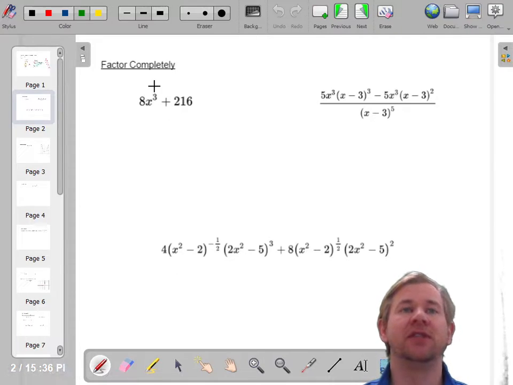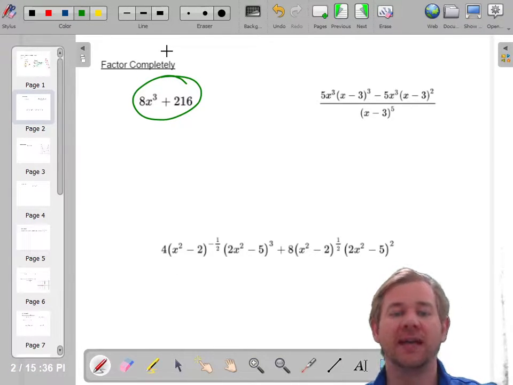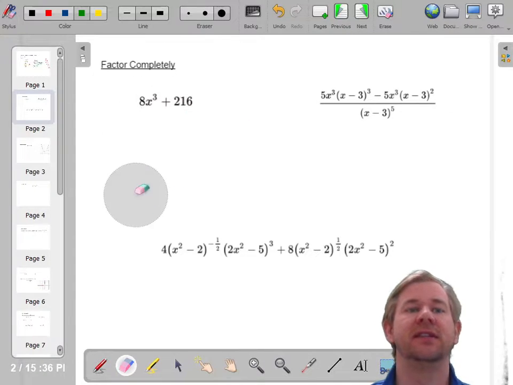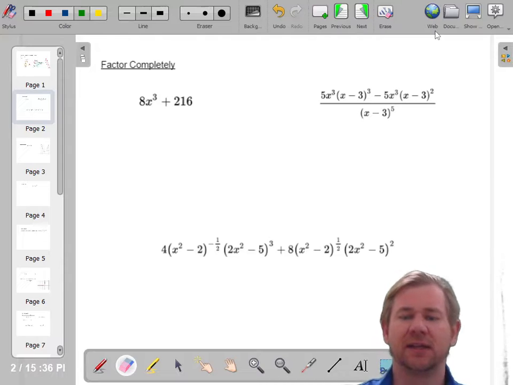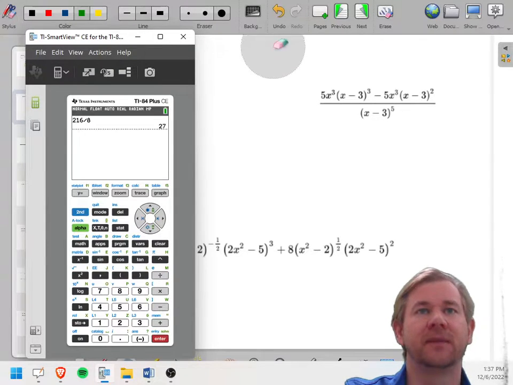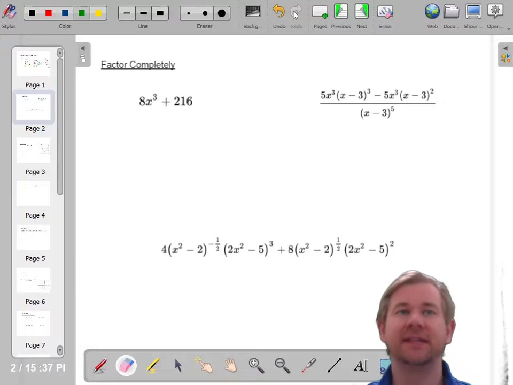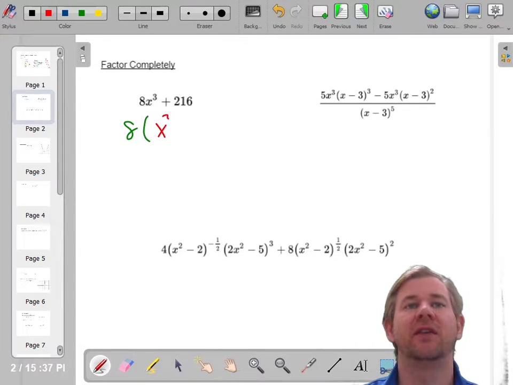Oh, factor completely. So first thing, anytime you're asked to factor completely, you should always look to see if there is a GCF. And I know that 2 goes into 216, but does 8 go into 216? Let's do 216 divided by 8. Yep, 27 times. So GCF, if at any time it says factor, do the GCF, is 8, and now you have x cubed plus 27.